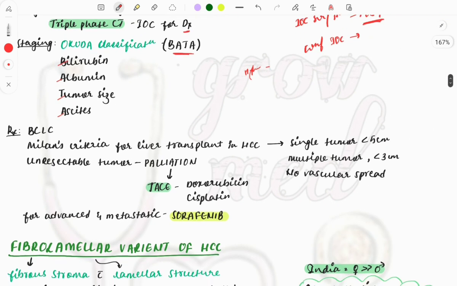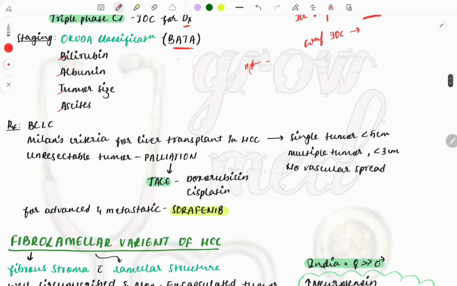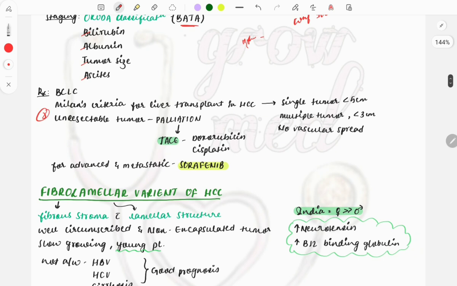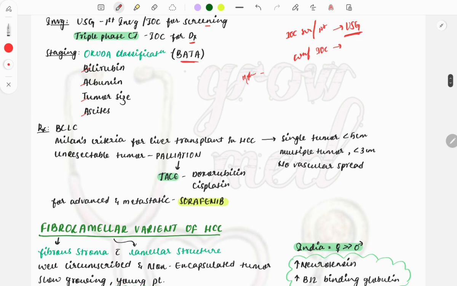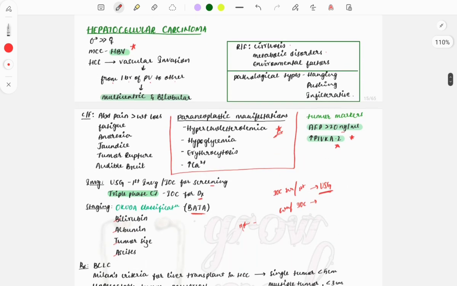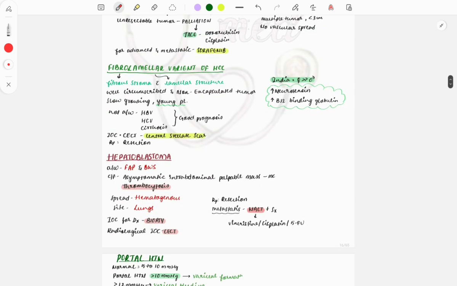Then these are the treatment options. BCLC, which is the Barcelona criteria, then Milan's criteria, then unresectable disease. This treatment part is not that important, because exact questions are not asked on which criteria to use and how, but you need to have an idea, so read it down. Okay. So these are the things from hepatocellular carcinoma.